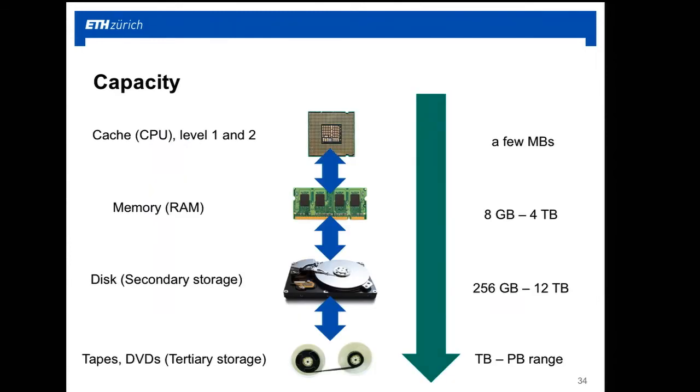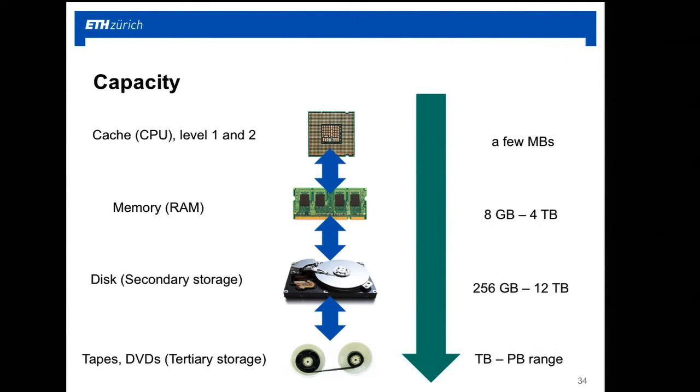So if you look in terms of capacity, typically you have a few megabytes here. You have gigabytes up to 4 terabytes. I look at it every year to see the current settings. You can have 4 terabytes of RAM on some very expensive machines. You can have 12 terabyte hard drives that exist. And you can even have petabyte range here, maybe not a single tape, but in the actual storage center.